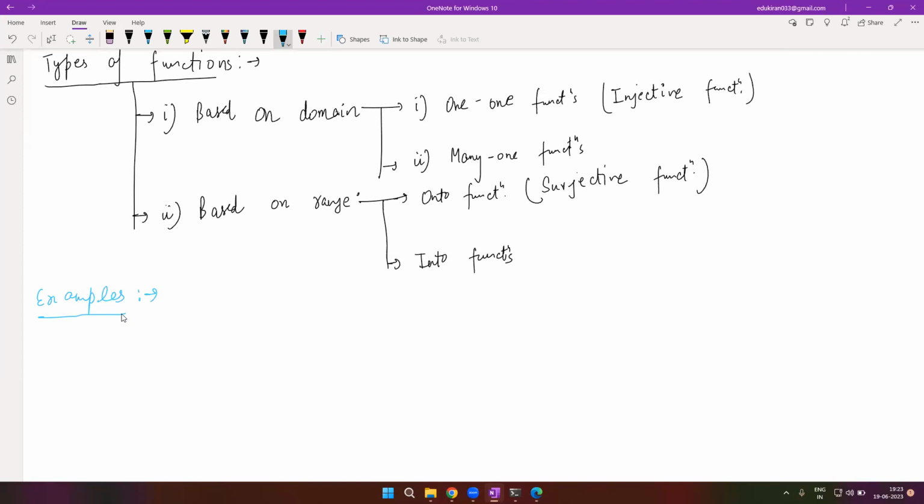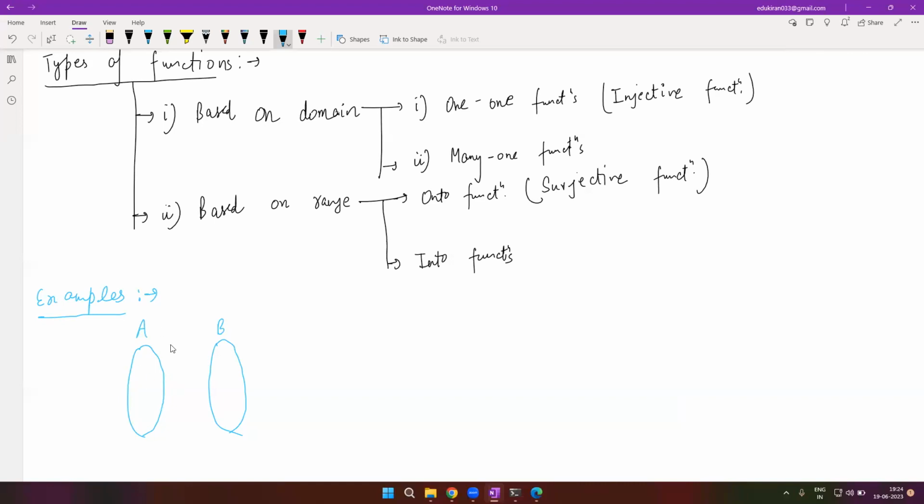Right? So your function will certainly have one type based on domain and one type based on range. So you will have in total four combinations in which your function can be categorized. Either one-one onto, one-one into, many-one into, or many-one onto. Okay. Now try to understand it with some examples. You will be able to get it. Then we will discuss how to find out whether the function is many-one, into, or onto through maths, through mathematical modeling.